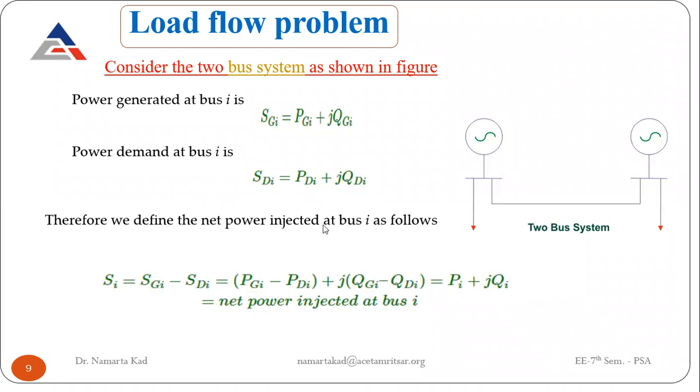Therefore, the net power injected at bus i is as follows. The net power is given by generated power minus demand power. When you subtract these two equations, it becomes PGi minus PDi, that means the real powers are subtracted together, plus j times QGi minus QDi, the reactive powers subtracted together, and that equals net Pi plus j Qi. That is the net power injected at bus i.